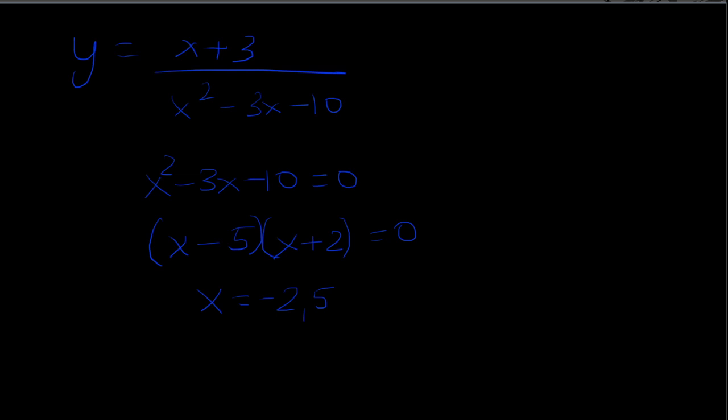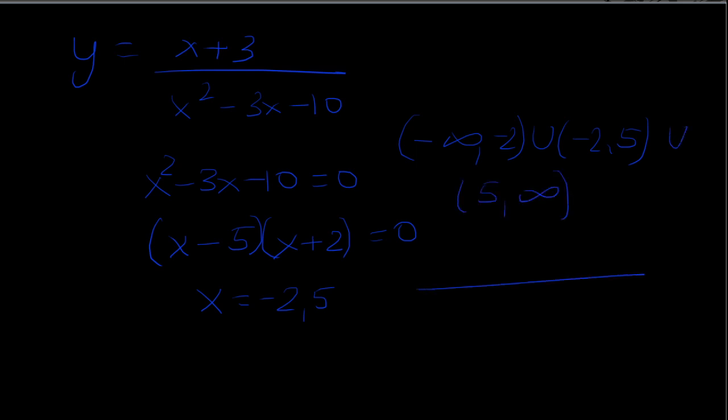So it's going to be all values that are not equal to negative 2 and 5. We can represent it in interval notation like this. Again, if we look at our number line, this is a great way to show us the interval.